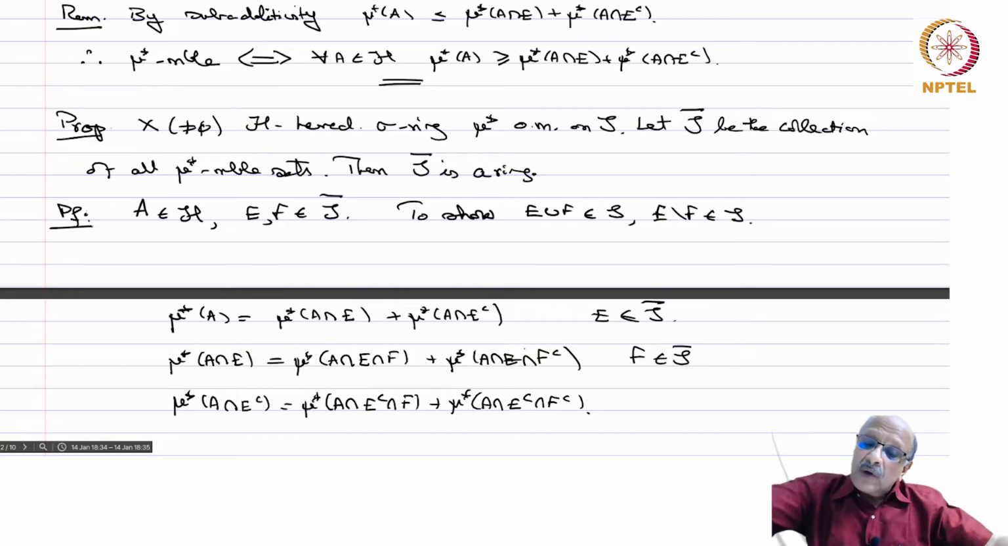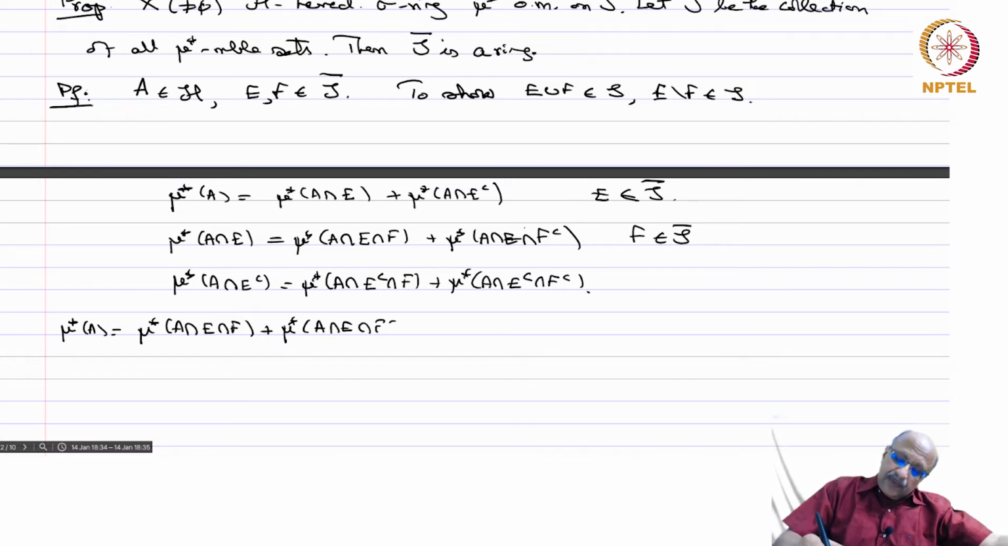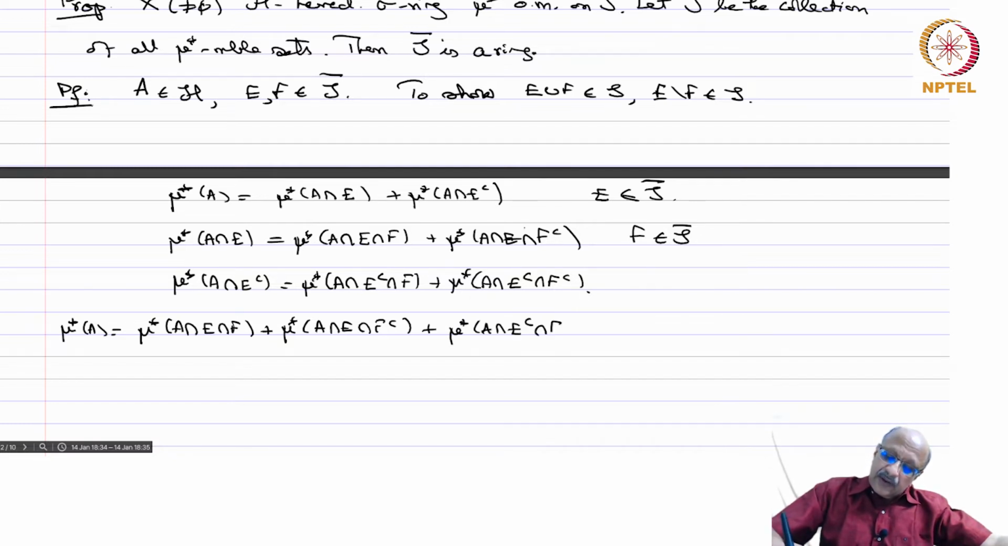So if you now substitute for these in all that, you get mu star of A equals mu star of A intersection E intersection F plus mu star of A intersection E intersection F complement plus mu star of A intersection E complement intersection F plus mu star of A intersection E complement intersection F complement.